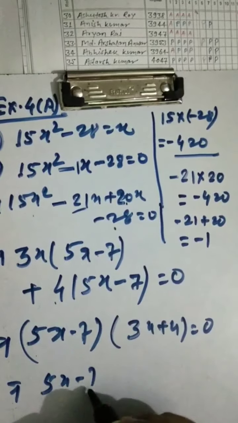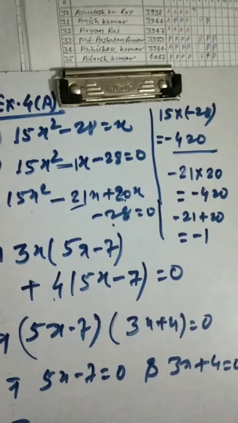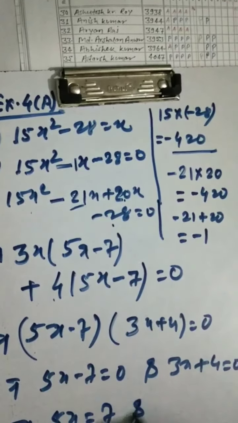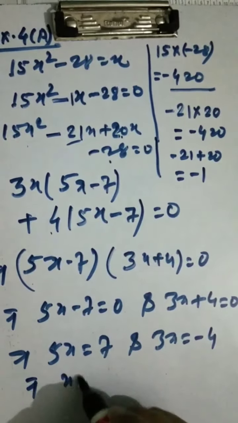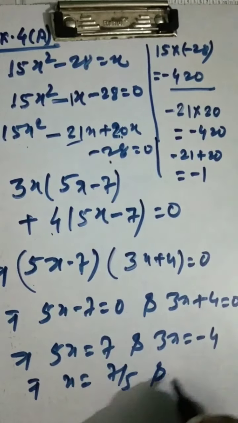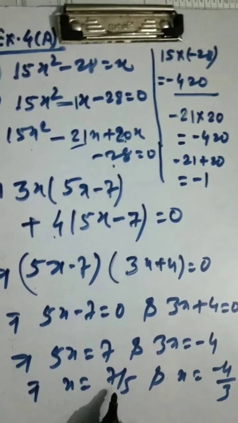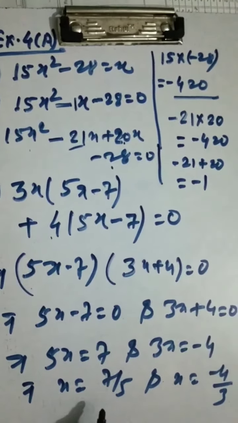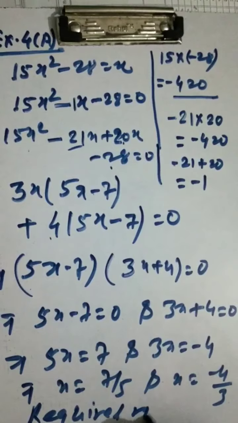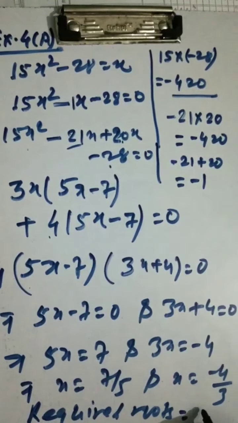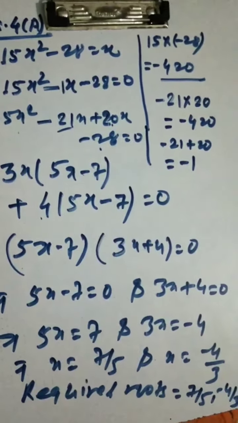This implies that 5x minus 7 is equal to 0, and 3x plus 4 is equal to 0. This implies that 5x is equal to 7 and 3x is equal to minus 4. This implies that x is equal to 7 by 5 and x is equal to minus 4 upon 3. So required roots are 7 upon 5 and minus 4 upon 3.